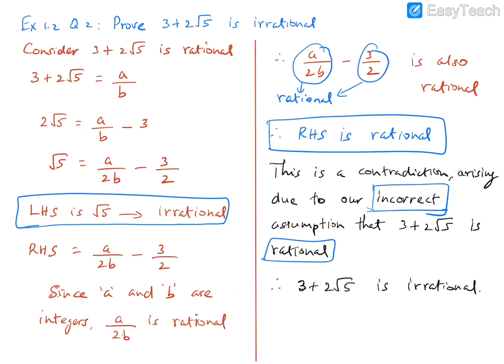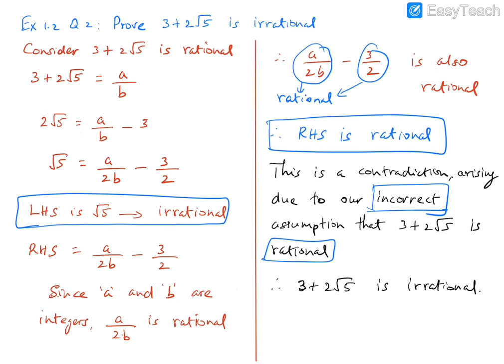Okay, so that brings us to the end of this particular chapter, chapter 1 on real numbers. In the first part of the chapter, which we discussed in the previous two videos, we discussed the fundamental theorem of arithmetic, and using it we showed that any composite number can be expressed as a product of its prime factors. We used that representation to find the LCM and HCF of those numbers, and we did some problems based on those ideas.